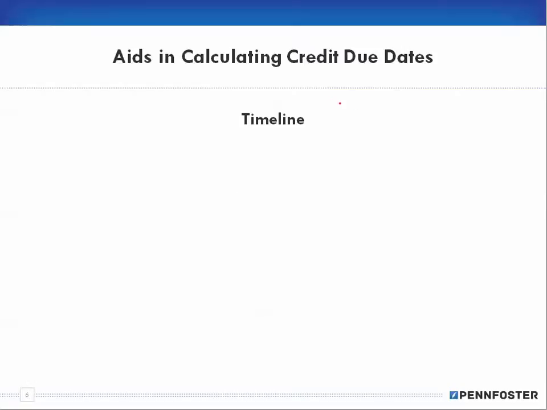Okay, an aid in calculating credit due dates. In the textbook, they do show a number line, or what I call a timeline. To be honest with you, I use this all of the time whenever I have anything that is structured upon time. Basically, it's like a number line. We all know what a number line is.